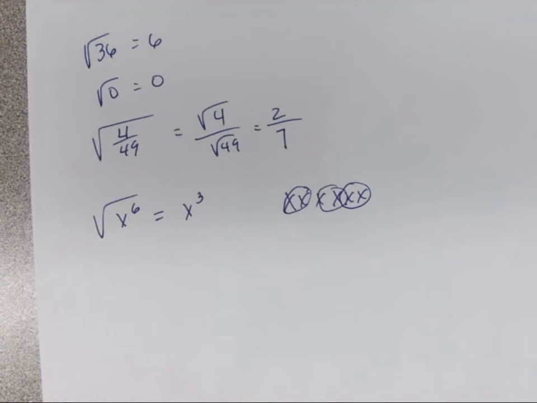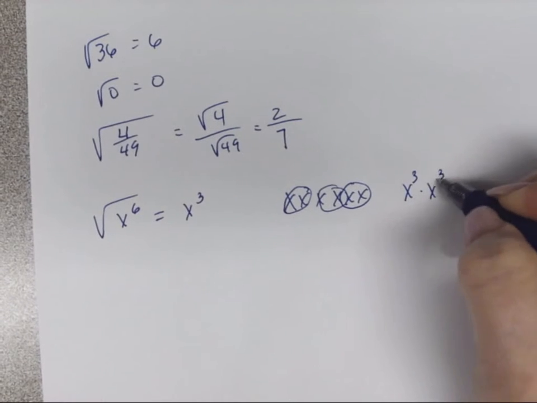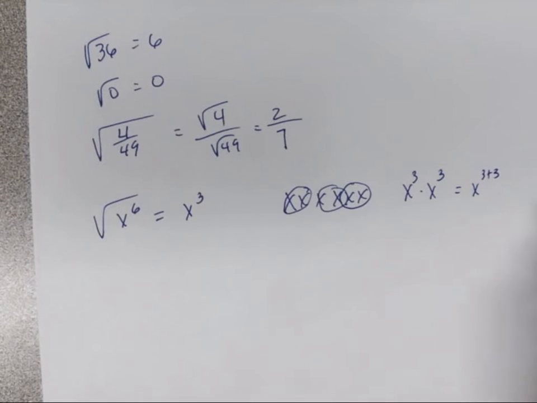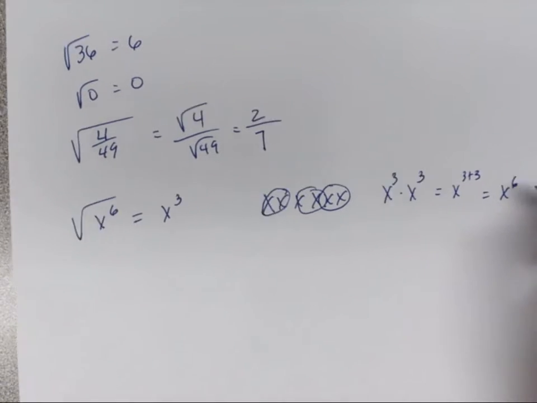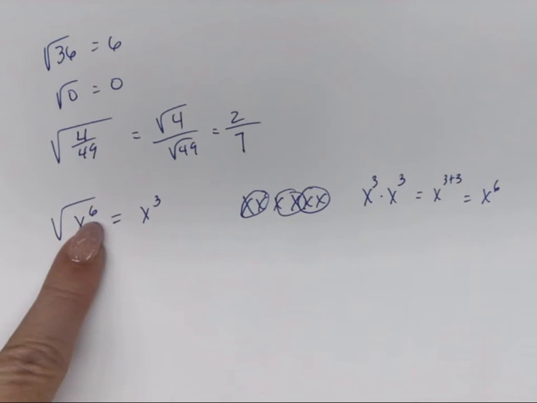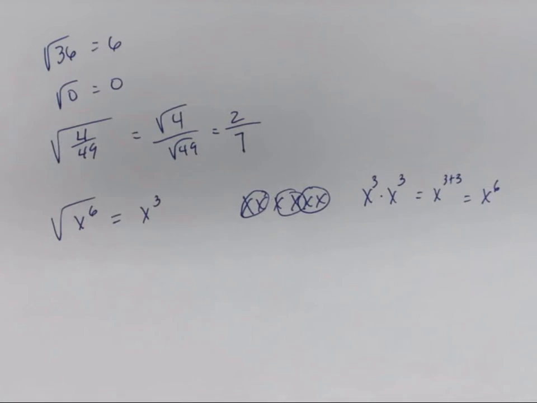You can also look at it at the fact that if you have x to the 3rd times x to the 3rd, remember we add our exponents, and that'll get us x to the 6th. So there's a couple of ways to look at this, but basically for this type, you can just divide by 2 if it's an even number, or if you're doing a cubed root, divide it by 3.